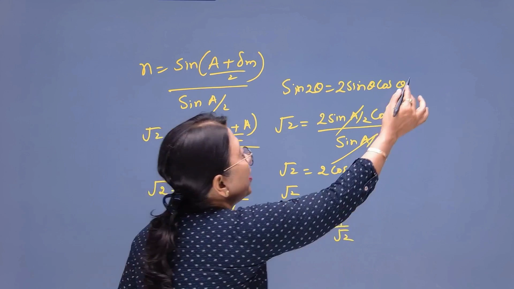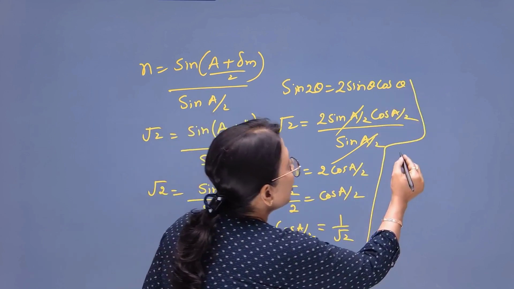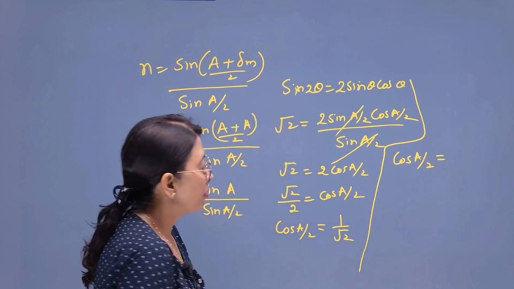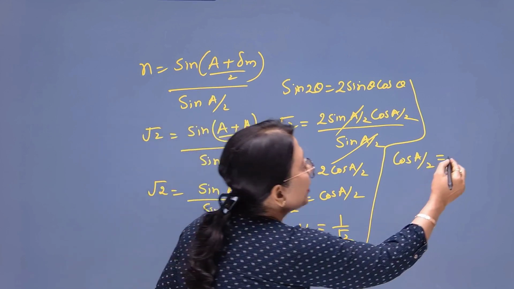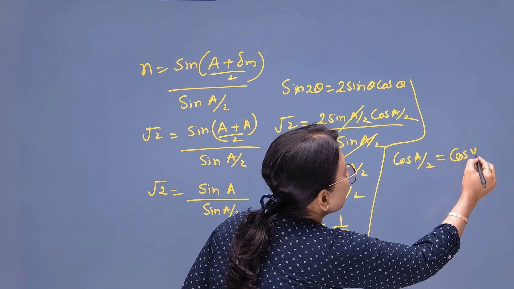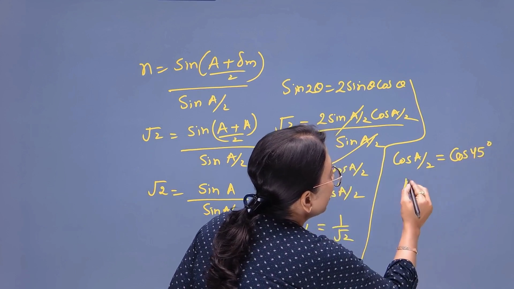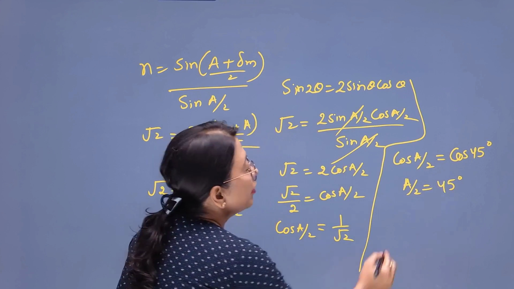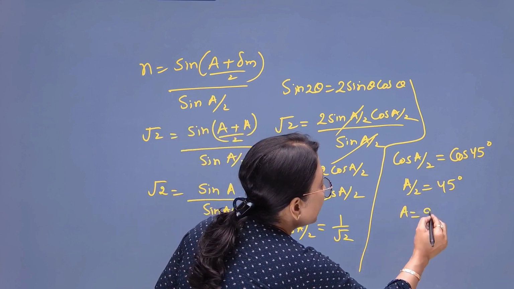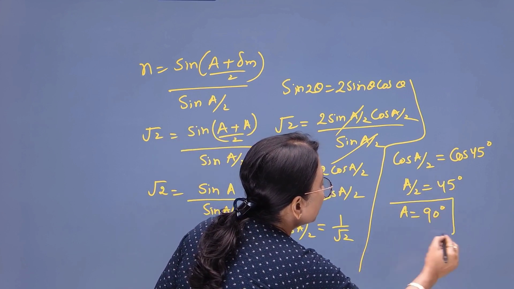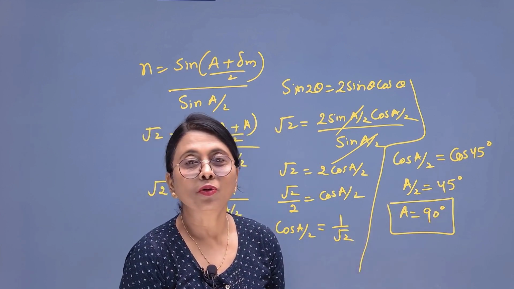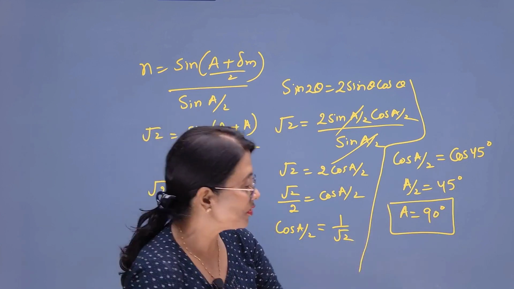So we are going to place it. This will come out as cos A by 2 is equal to cos 45. So now A by 2 is coming out as 45 degree. Therefore, A will come out as 90 degree. So we got the angle of prism that they are asking you. So now we do the next question.